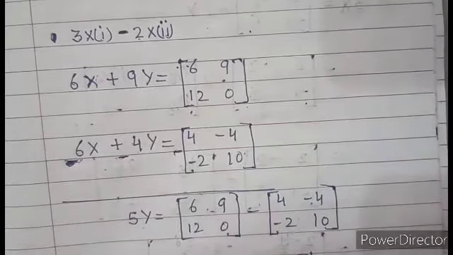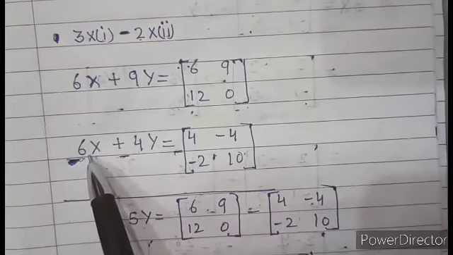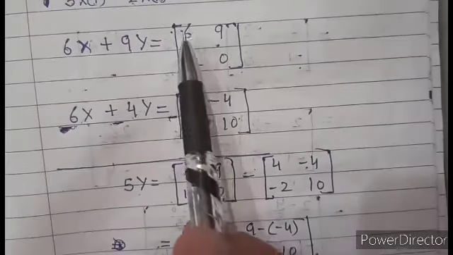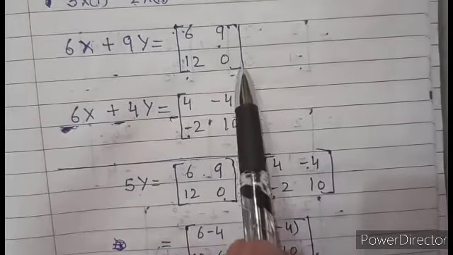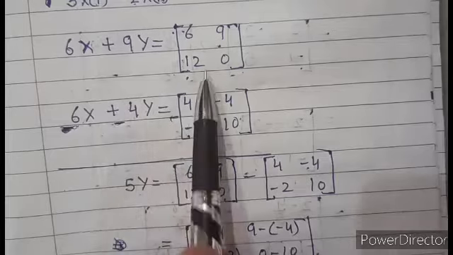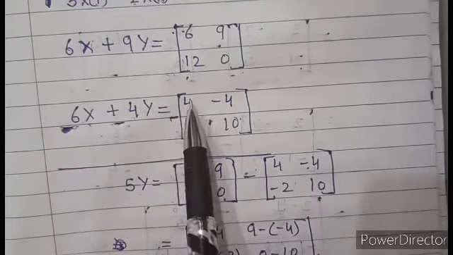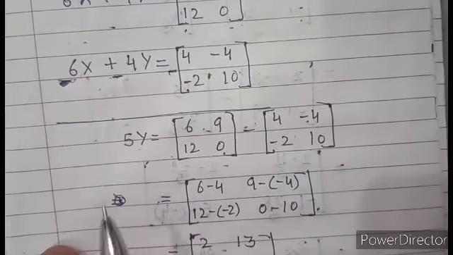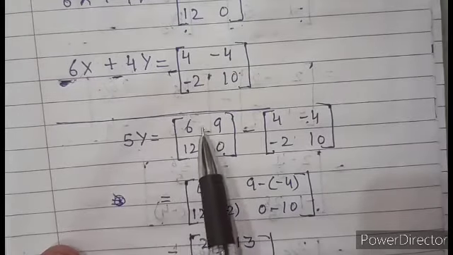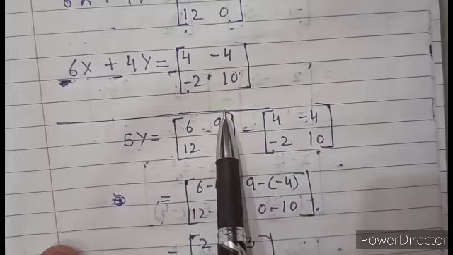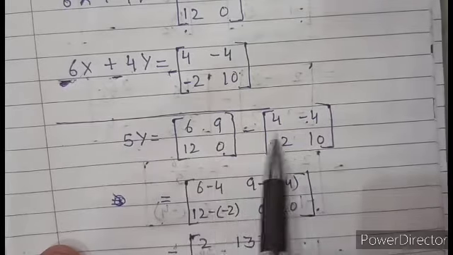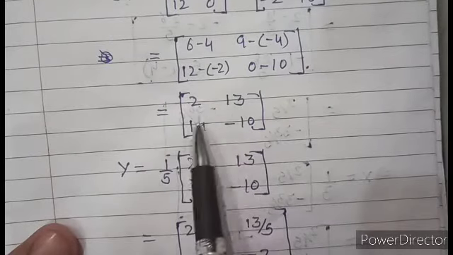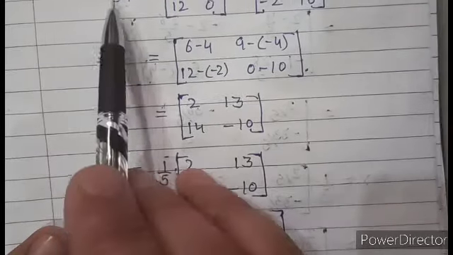Now on subtracting these two, for subtraction I am changing the sign of the matrix. Now 6x minus 6x will cancel out, 9y minus 4y will be 5y, and here the matrix having elements 6 9 12 0 minus the matrix 4 minus 4 minus 2 10. We will subtract these two matrices by subtracting the corresponding elements, and we are getting the result as 2 13 14 minus 10. Now this is the value of 5y.